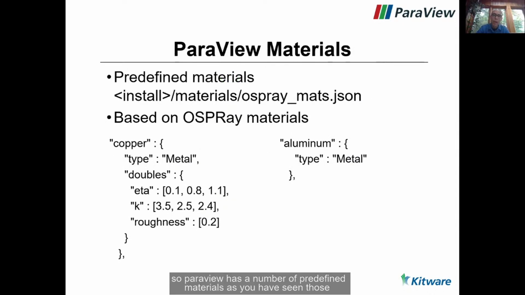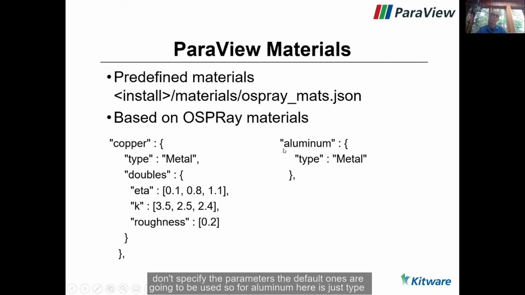So, Paraview has a number of predefined materials, as you have seen. Those materials are stored in a JSON file at this path. These materials are based on Osprey materials, so they refer to Osprey materials, and they have the following structure. They have a name, and then this type refers to an Osprey material name, as spelled in the documentation. And then you have a number of parameters that override the materials in Osprey. So if you don't specify the parameters, the default ones are going to be used.